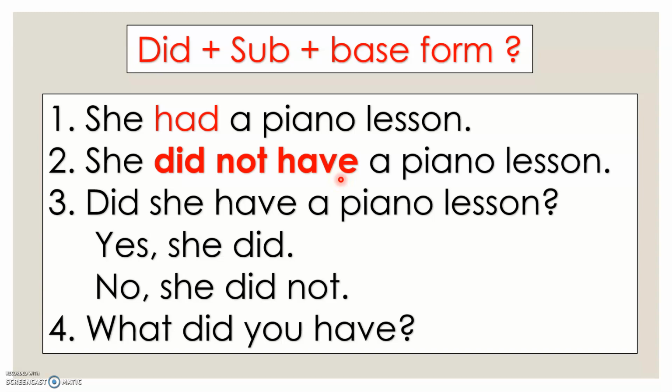To make the yes or no question, we need to start with did, then the subject, then the base form of the verb, which is did, then the subject, which is she. Did she... do we say did she had? No. Did she have a piano lesson yesterday? Yes, she had, or no, she didn't have a piano lesson yesterday.